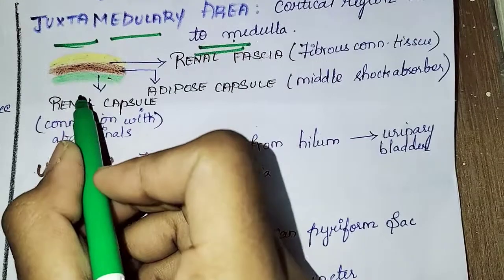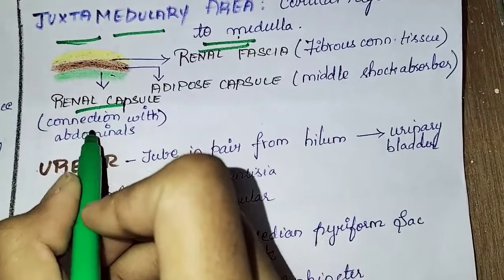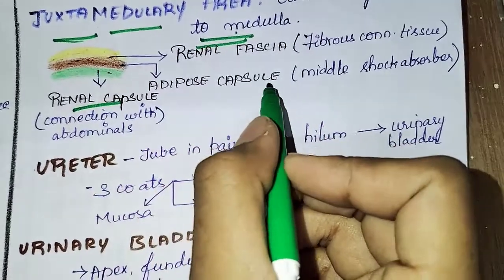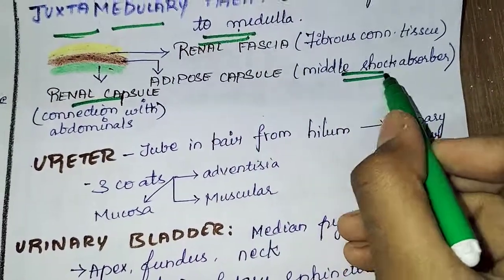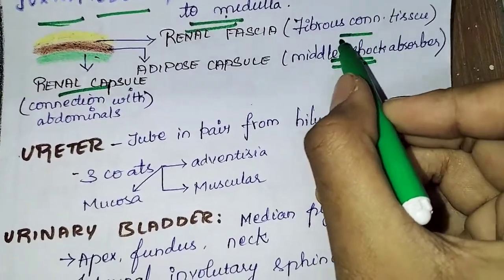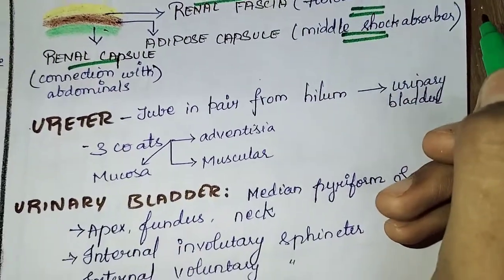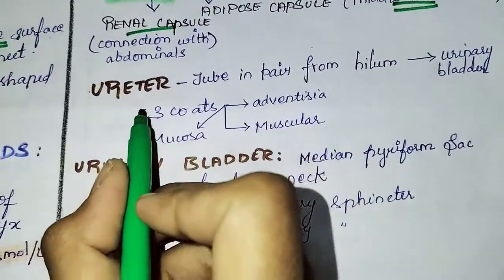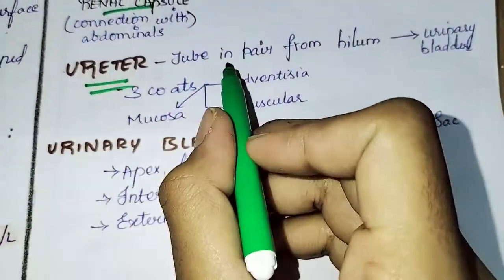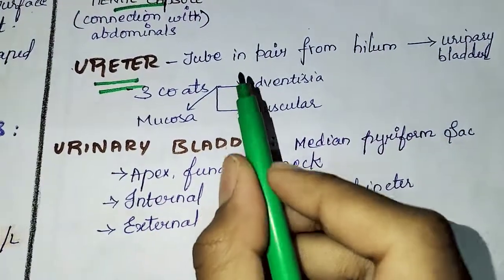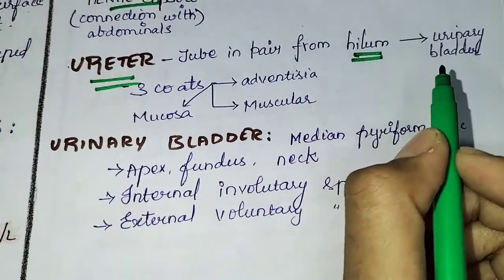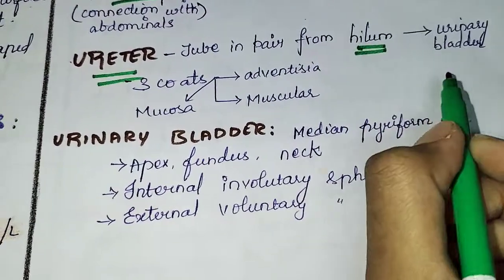The next one is the layers of the kidney. The outer layer is the renal capsule, which connects with the abdominals, and the middle layer is the adipose capsule, which acts as a shock absorber, and the inner part is fibrous connective tissue. The next one is the ureter. We came out of the kidney, and the ureter is a tube-like organ, in pair, from the hilum. So I told you, the junction part, which connects to the urinary bladder.